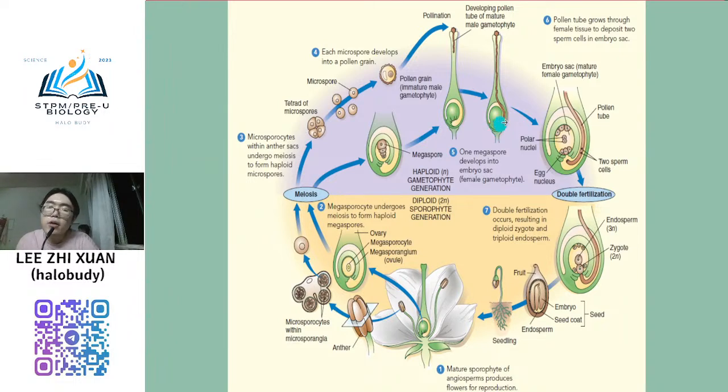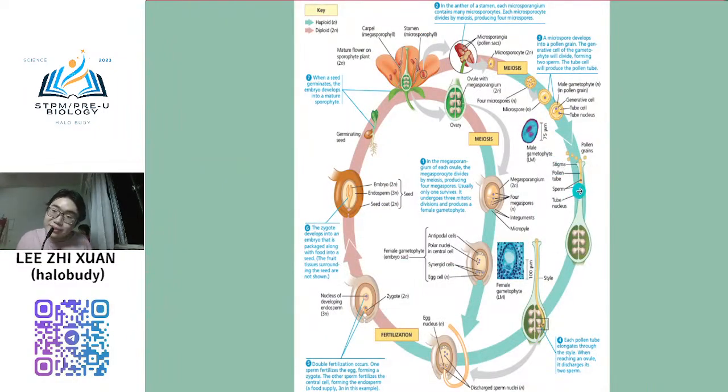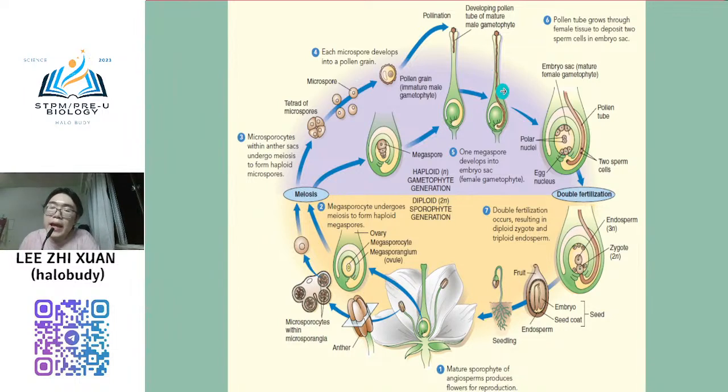Once the pollen tube has developed until it reaches the integument of the plant, the pollen grain will start to move until it reaches the megaspore. Okay, so once it reaches the megaspore, there are two nuclei. The tube nucleus will be at the front. You still remember the two nuclei, generative nucleus and also tube nucleus. The tube nucleus will move to the front first.